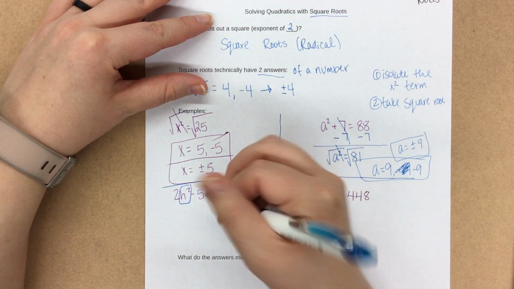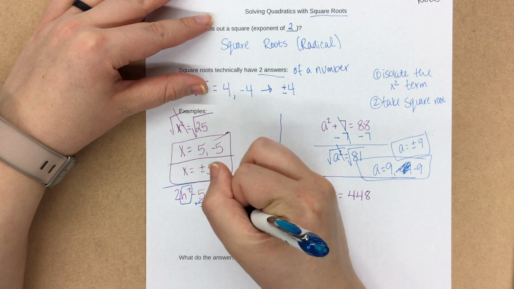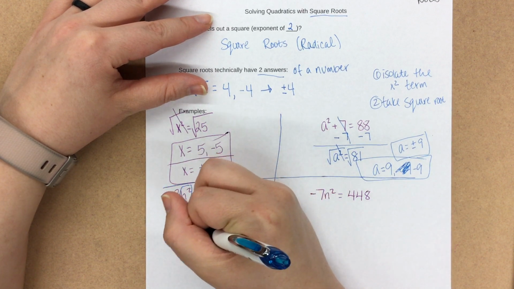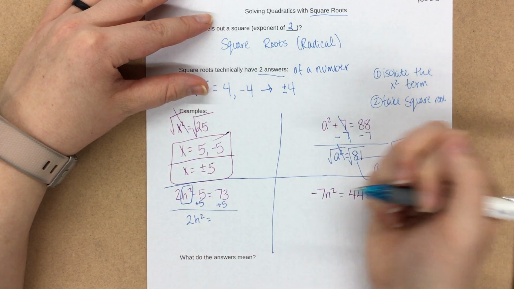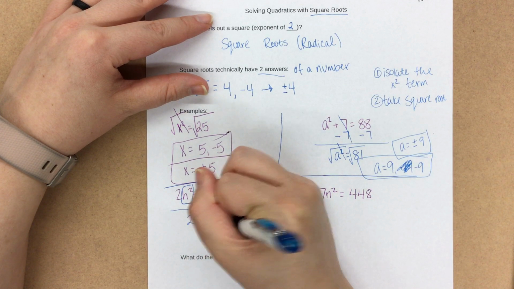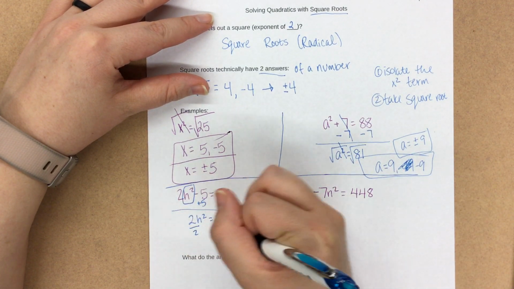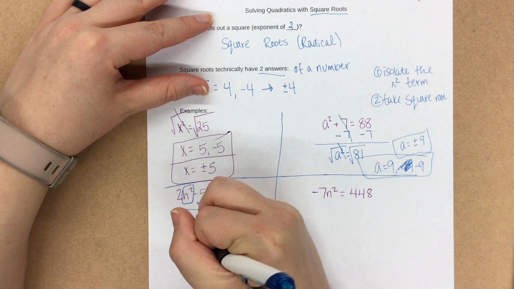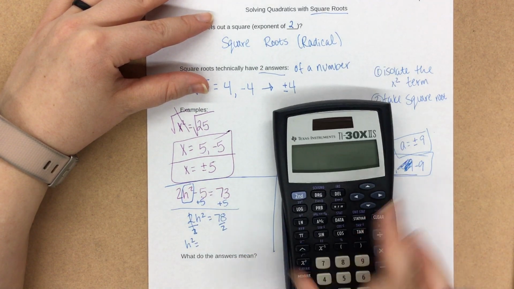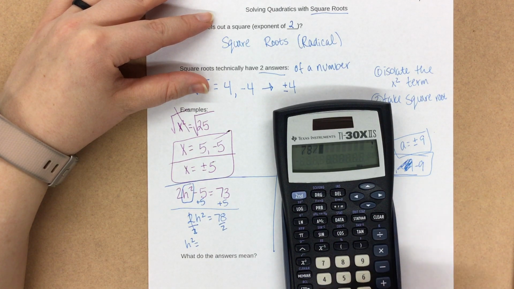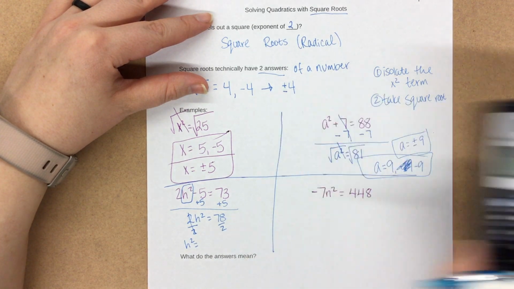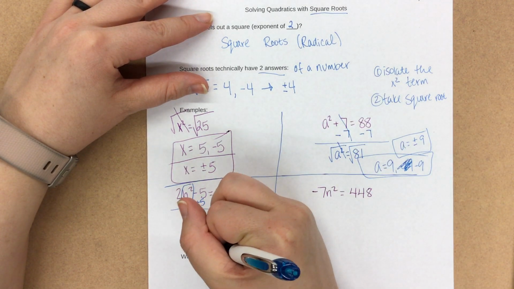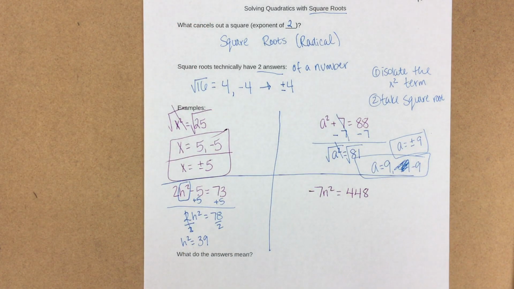So I'm going to start by adding 5 to both sides, and I'll still have 2h squared over here, and then I'll have 78. I'm going to divide by 2 on both sides, and I end up with h squared equals, what is that, 39? Let's double check. 39, yep. Okay. Now I know off the top of my head that 39 does not have a square root.